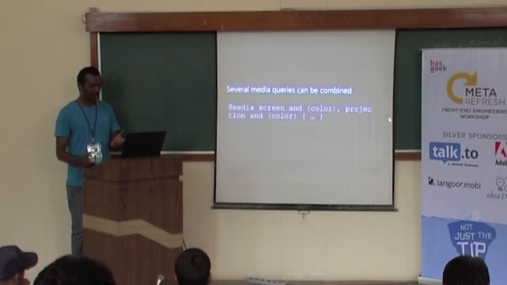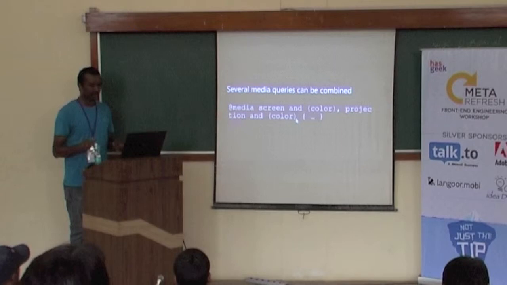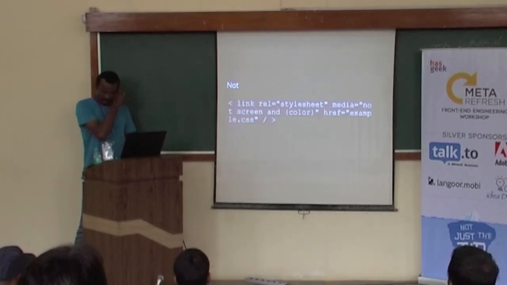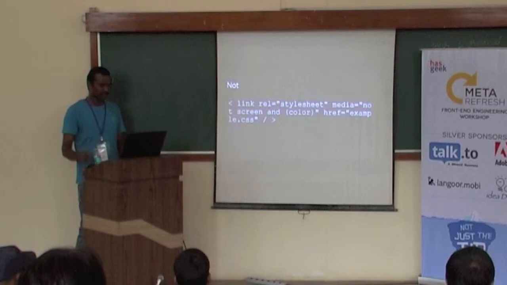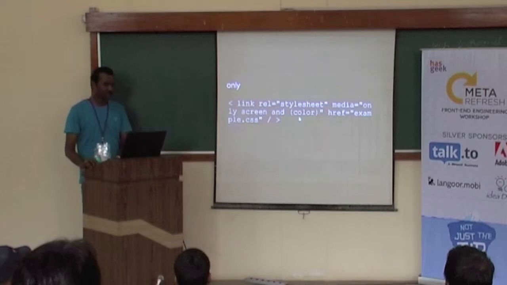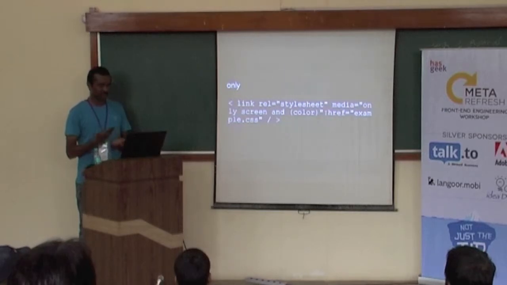So we can combine several media queries. For example, here I use screen and color and projection and color, something like that. Using a comma represents a logical OR, and this is AND. So with this we can target multiple devices at the same time. We can use NOT to negate. So if we specify NOT, the particular style will not apply to screen and color devices. Then we can target only, so it will avoid the other screen types.